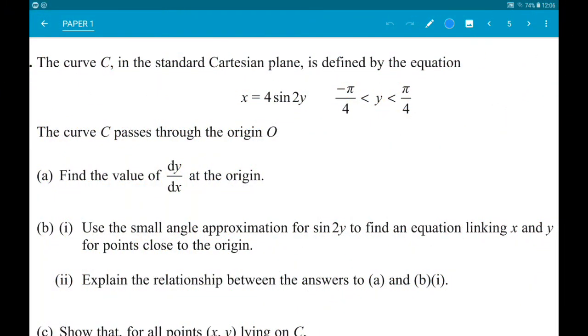14. The curve C in the standard Cartesian plane is defined by x is 4 sine 2y, for y between negative and positive pi by 4. The curve passes through the origin. Part A. Find the value of dy by dx at the origin. Alright.